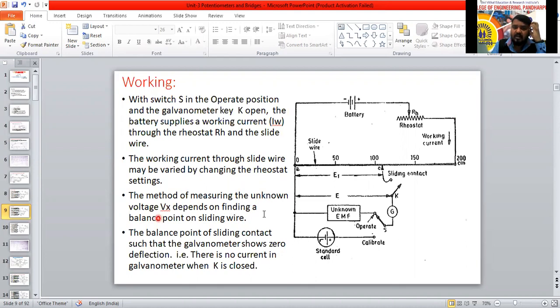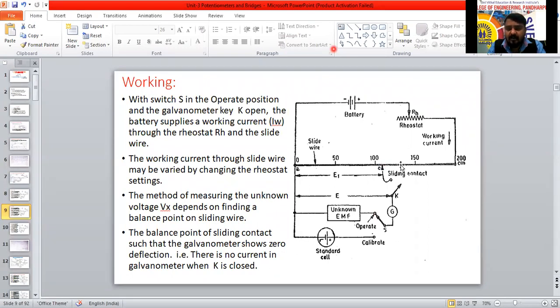The method of measuring the unknown voltage, which I will consider as Vx, depends on finding a balance point on the sliding wire. We have to find the balance point here. By varying this, we have to make the current flowing through the galvanometer zero. We have to detect the null position. We have already seen this in the bridge circuit. How did we make the galvanometer potential zero? By varying the resistance. Yes.